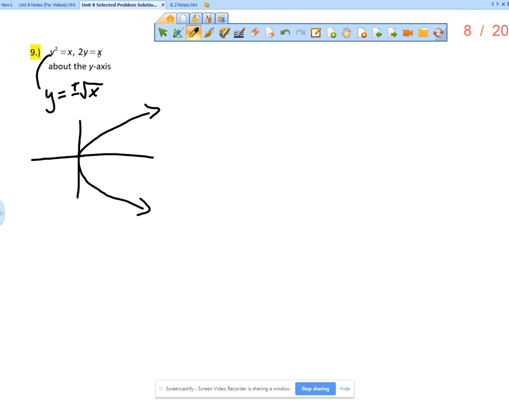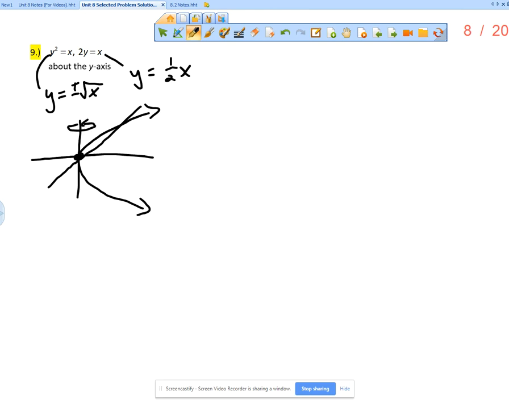All right, what about 2y equals x? Well, 2y equals x is a line, but you might want to rewrite it as y equals 1/2 x, which is a line with a slope of 1/2, y-intercept of 0, 0. So something like this, right? So now, what we actually have is this small little region here. Now, we are revolving this about the y-axis.